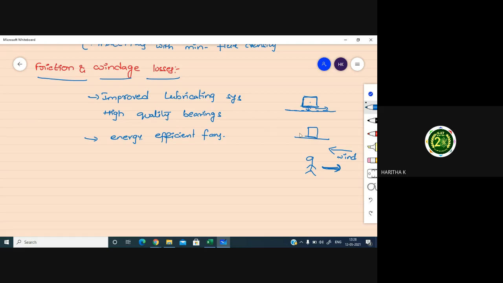Next, variable losses. We have stator copper losses and rotor copper losses. Stator and rotor copper losses. What are these losses and how can we minimize these losses?